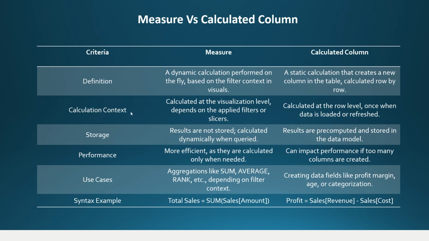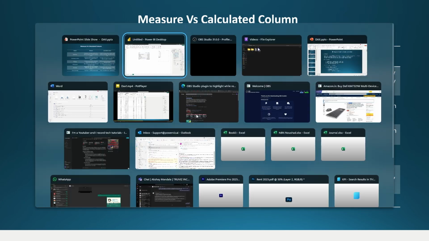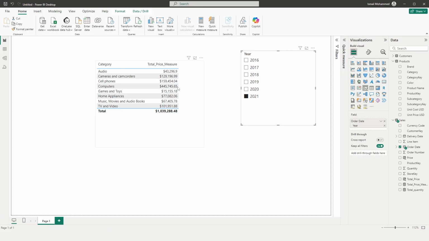Let's take a look at the next criteria that we have here, which is the calculation context. The calculation context here, when it comes to the measure, is calculated at the visualization level. Now, if you do not add this particular measure in any of these visuals, it means that the measure is just sitting here. It is not getting calculated unless and until you bring in that measure into any of the visuals. Now I have the total quantity measure that we created earlier, but I have not added that into our visual, which means that the total quantity measure is just going to stay there.